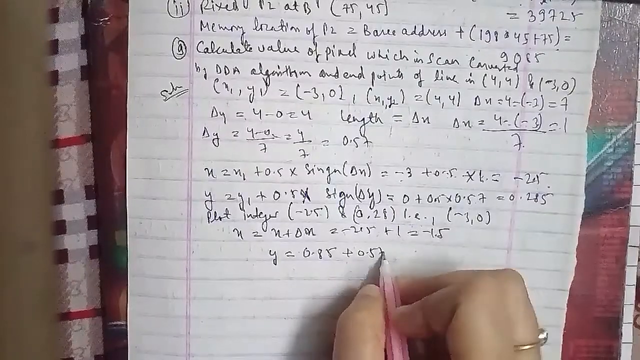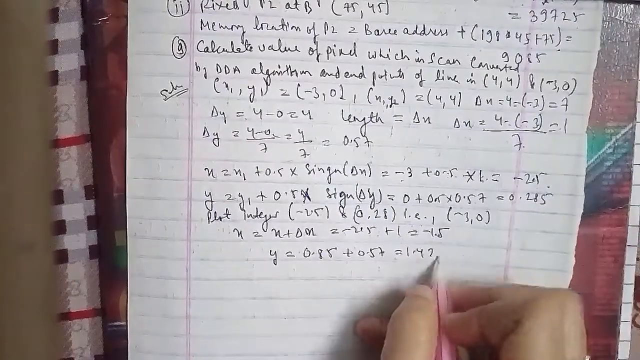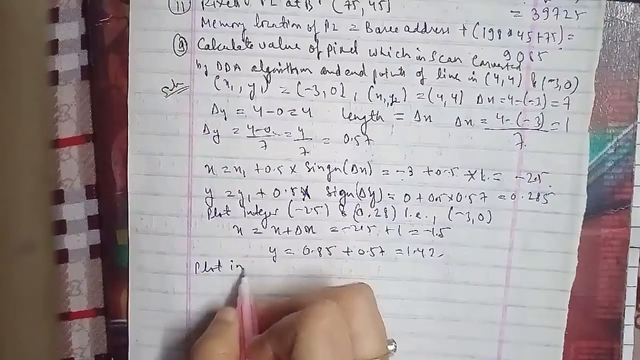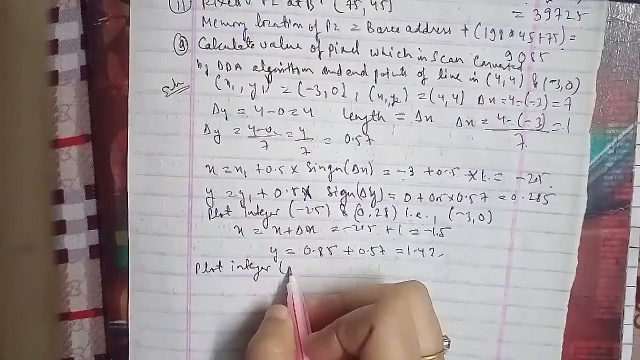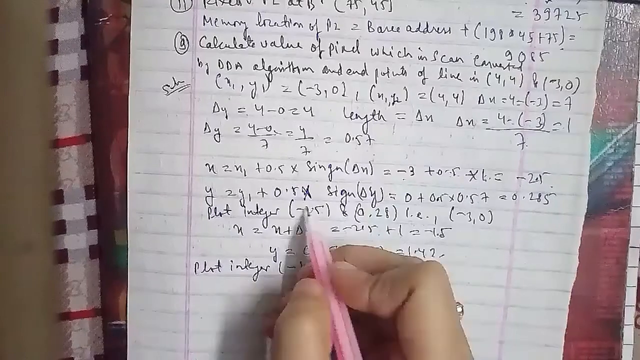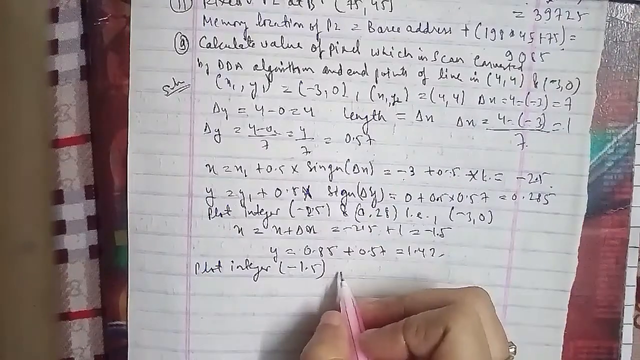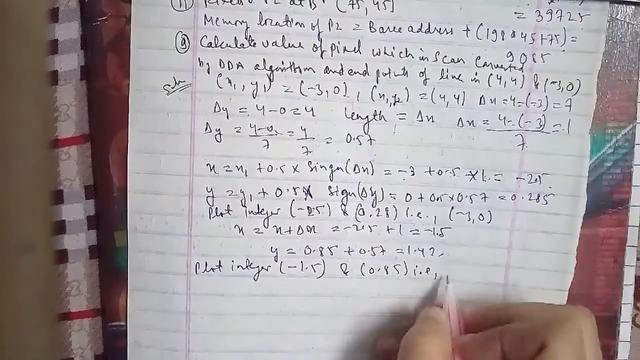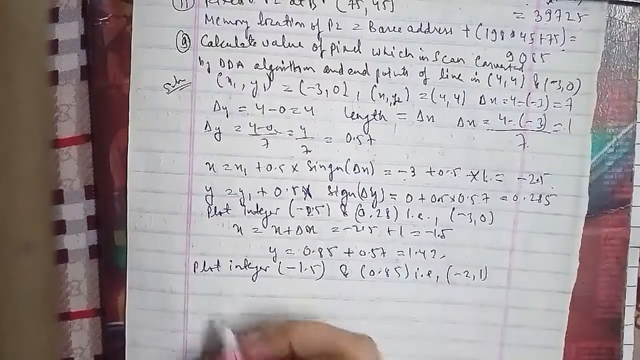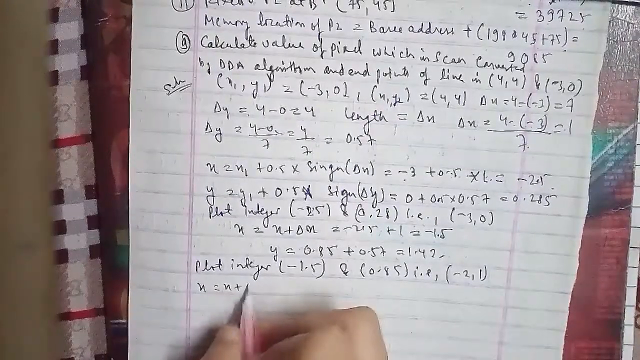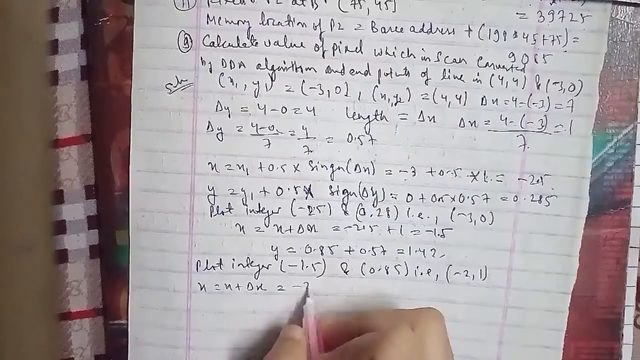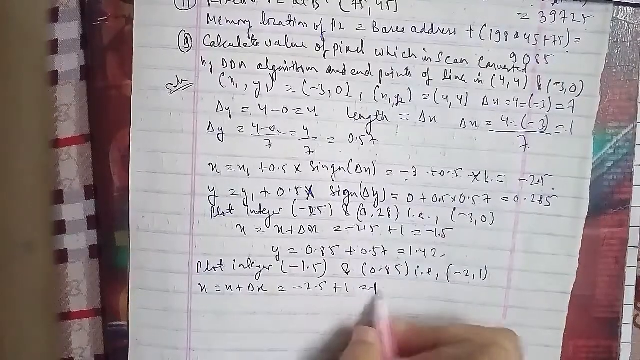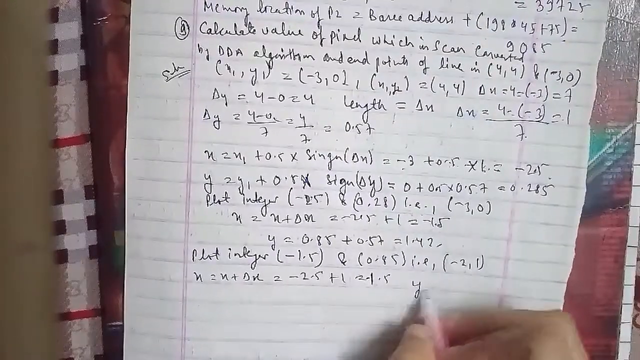Now we'll plot the integer, which is minus 1.5, this is 2.5 minus 1.5 here, and 0.85, that is minus 2 comma 1. So for that, x equals x plus delta x, which is minus 2.5 plus 1, which equals minus 1.5, and for y, that equals 0.85 plus 0.57 equals 1.42.